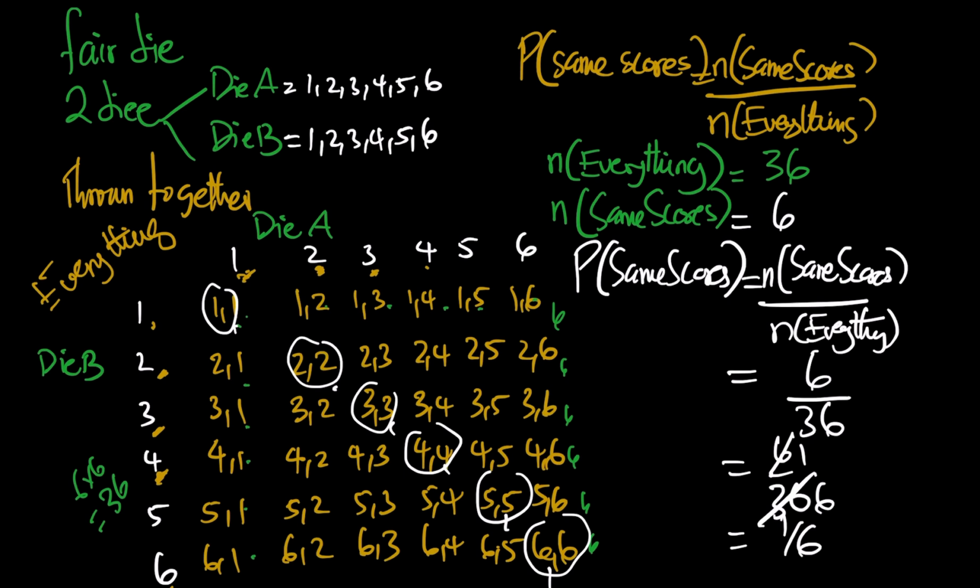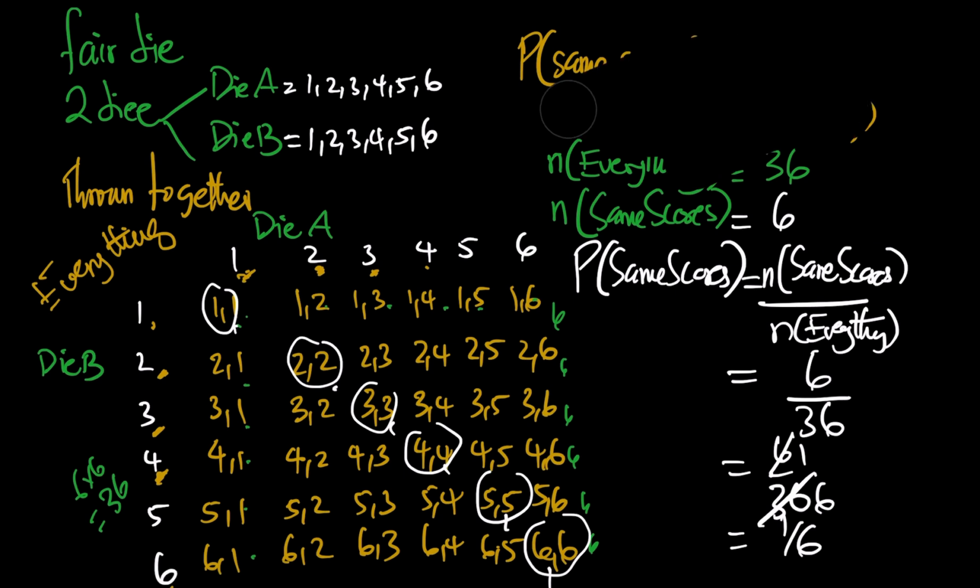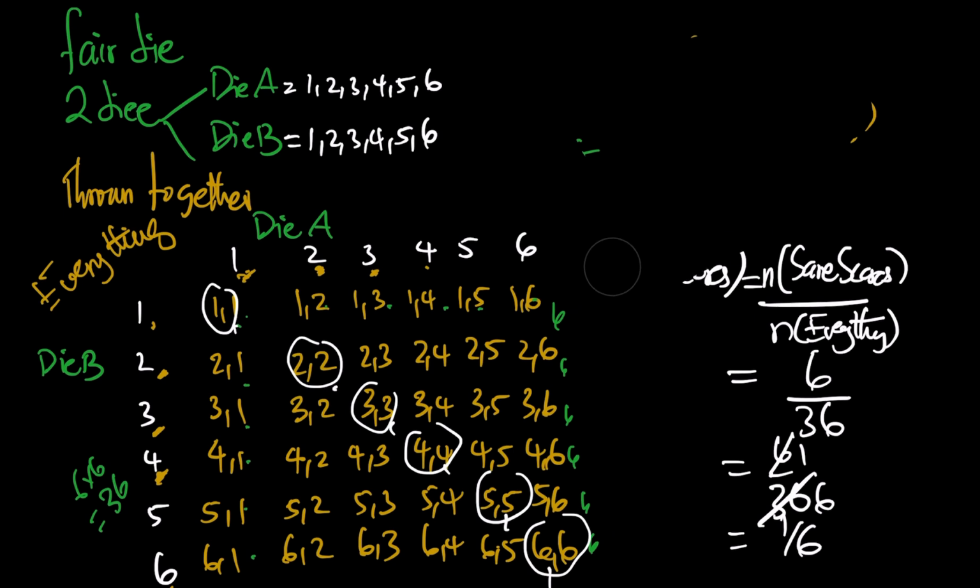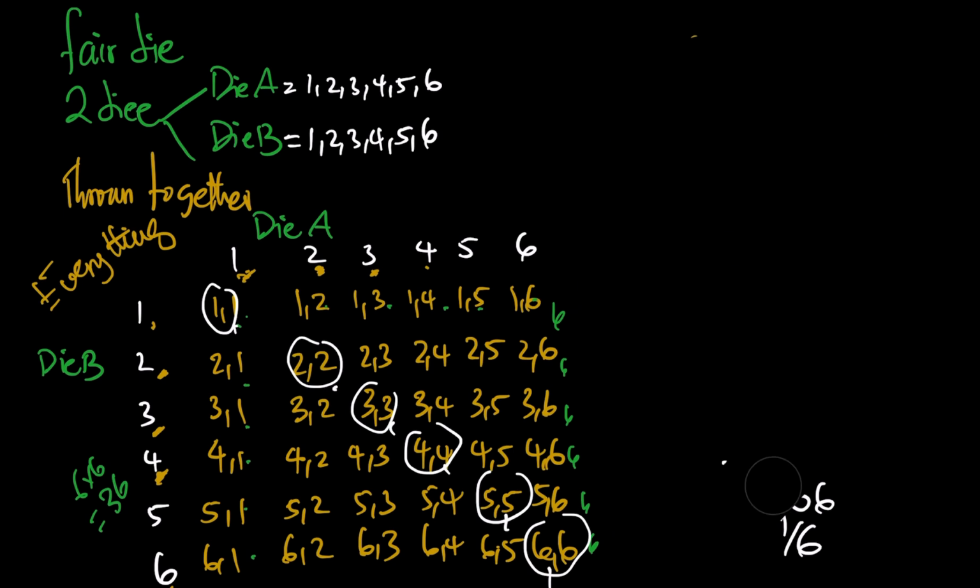Now, what about if we are asked a question: what is the probability that when you sum them up, you will get more than 10? Probability that when you sum them up, you get more than 10. We're still going to be using that same formula, but for the probability that the sum is more than 10.